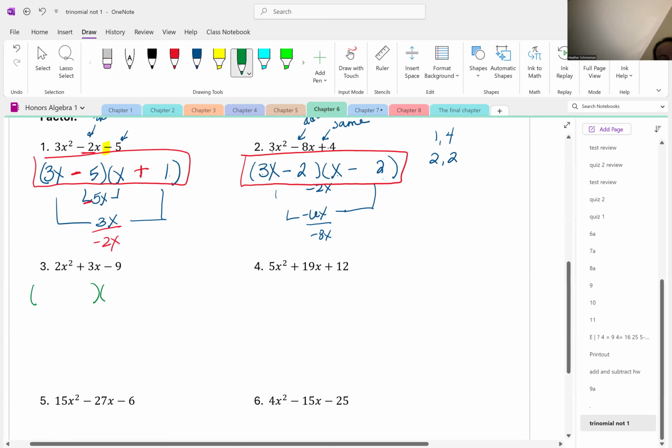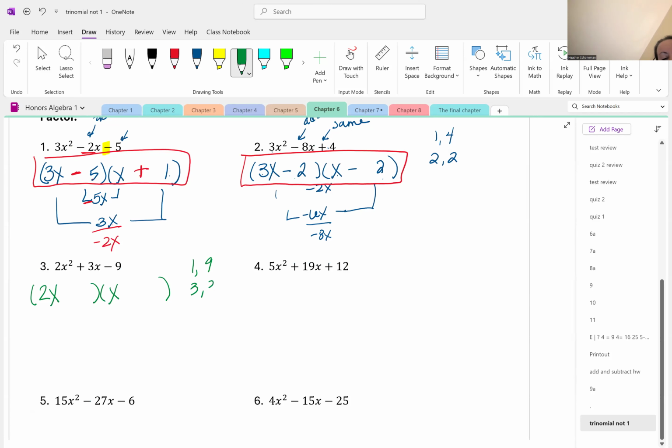2x squared. Well, the only way to get 2x squared would be 2x and x. So with 9, I have 1 and 9 and 3 and 3. Let's try the 3 and 3 this time. Let's see what happens there. Okay, now think about this first. It's going to multiply to a negative and add to a positive. So since it multiplies to a negative, the signs are going to be opposite. So that really means it's not really adding, it's subtracting, so we need to see the difference.